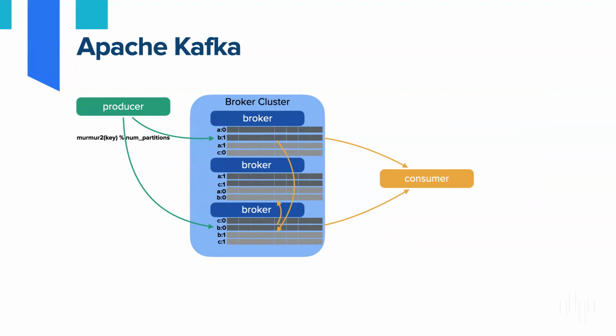Consumers read from each partition, and ordering is only guaranteed per partition. So if the producer's not honoring where keys are going to the same place, then you're not going to get the ordering. How consumers scale is by partitions. So if you have two partitions, you can have two consumers.